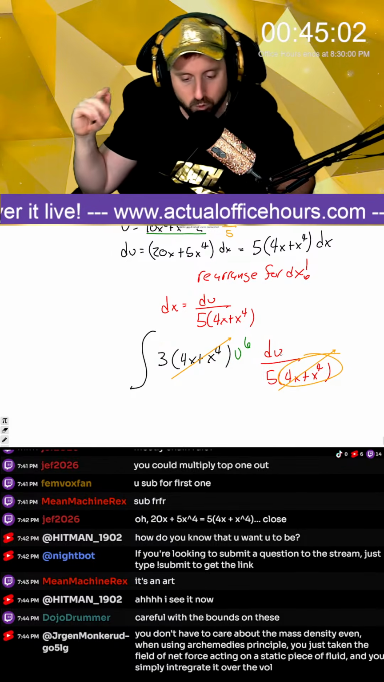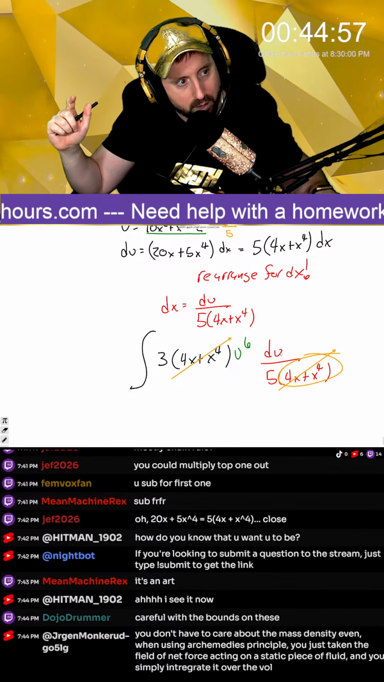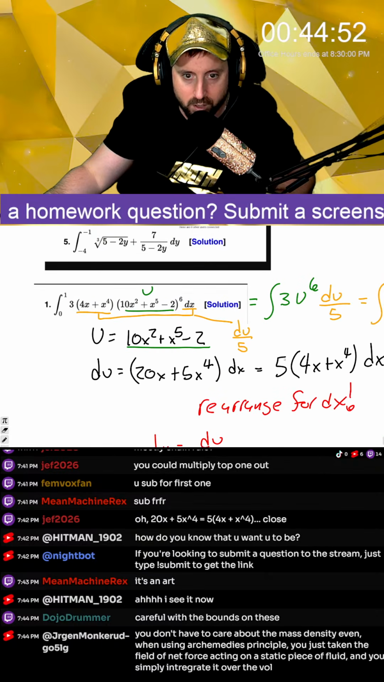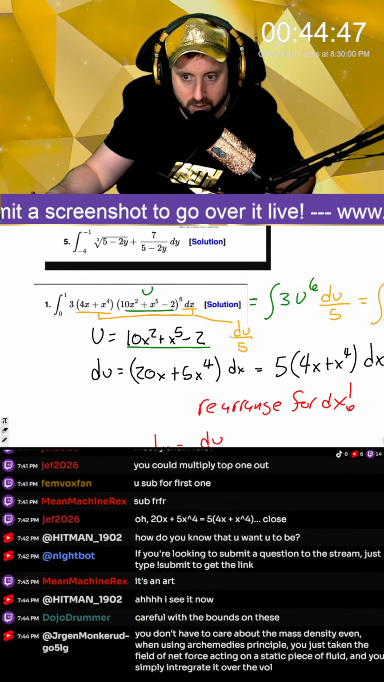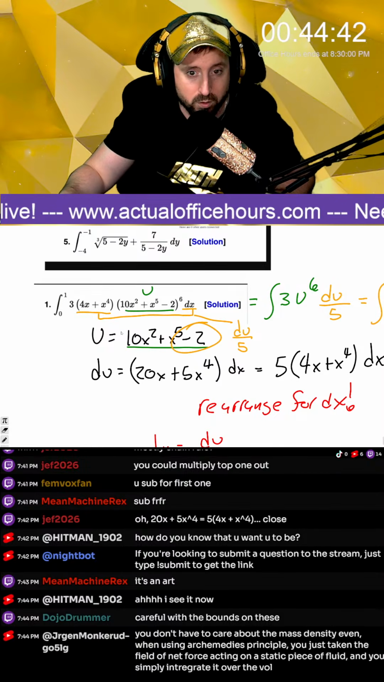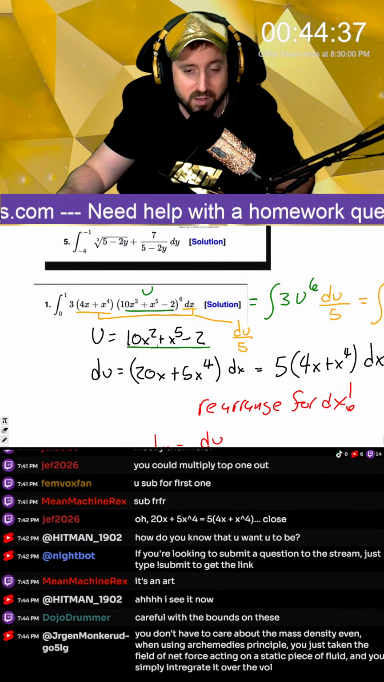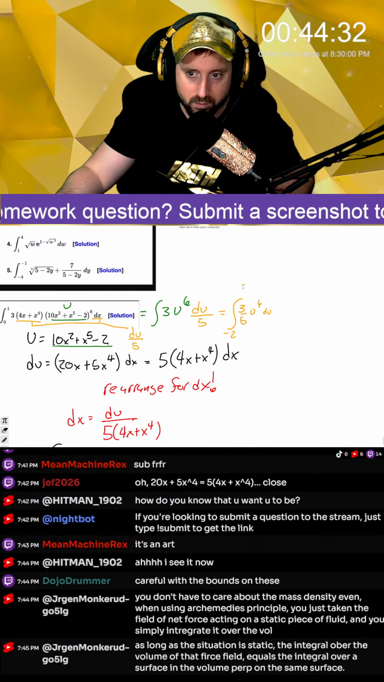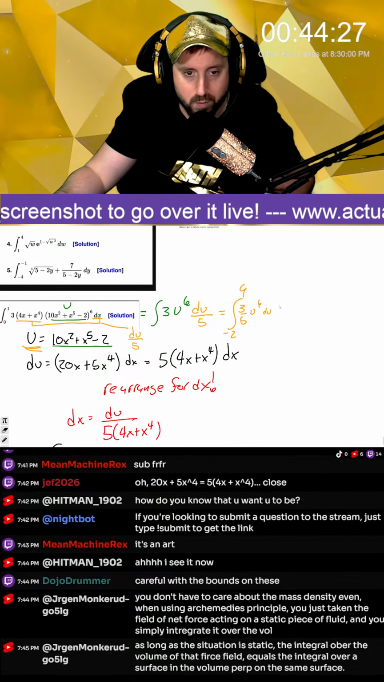So if you do u-sub and you don't have any more of the old variable left, then you did a good job. How would you change the bounds? Well, instead of the bounds going from 0 to 1, you would plug in 0 into here. So now the bounds would go from -2 to 10 plus 1 is 11, minus 2, so 9. Sorry, -2 to 9. These would be the new bounds. You plug in x to get what your new u bounds are.